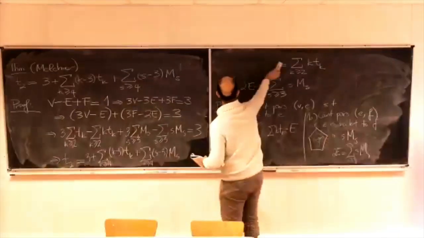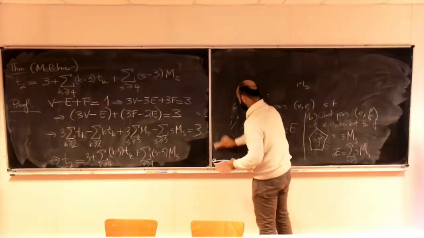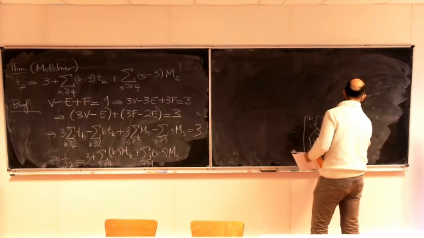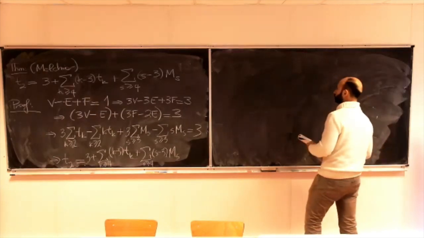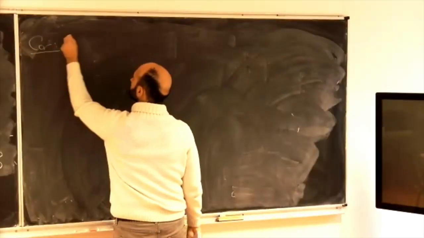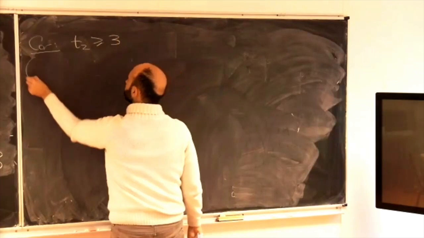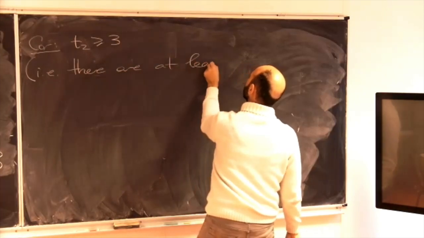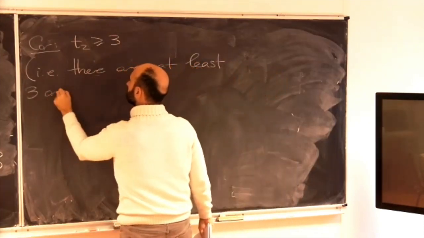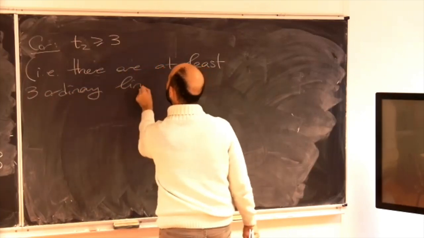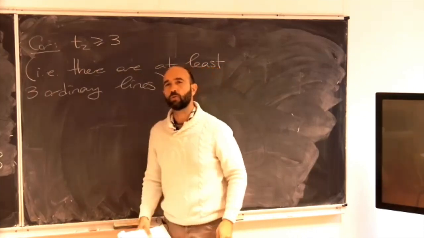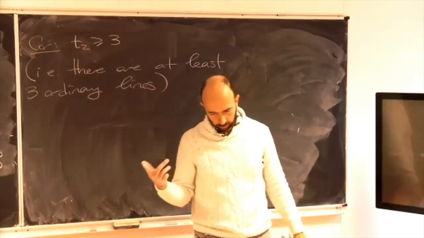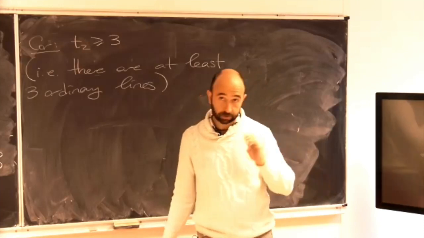And an immediate corollary is that t2 should at least be 3, because all the terms on the right side are non-negative. So which says there are at least 3 ordinary lines. So this is an upgrade of the Sylvester-Gallai theorem, which told us that there is at least 1 ordinary line. Now we know that there's at least 3 of them.